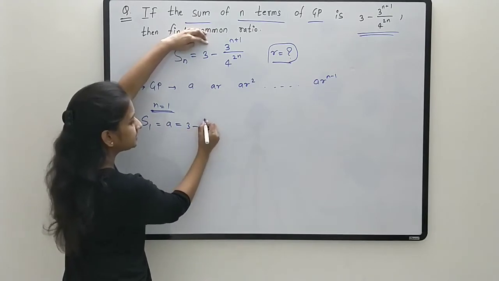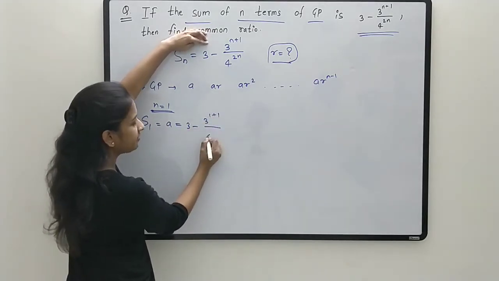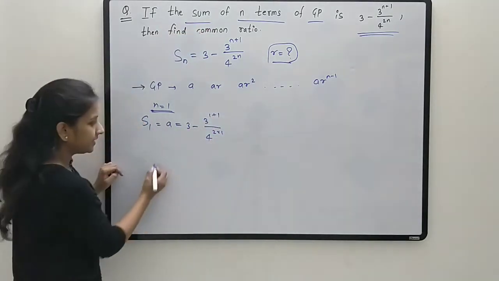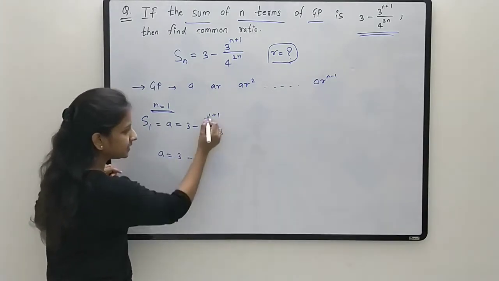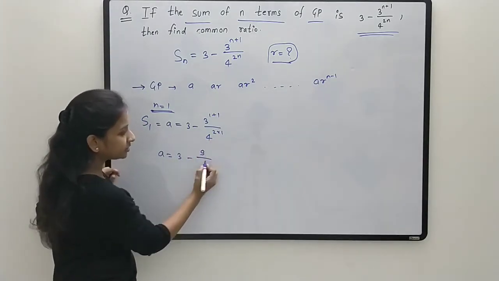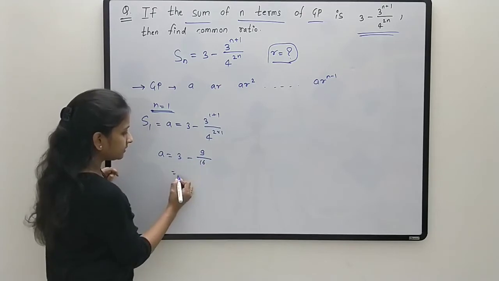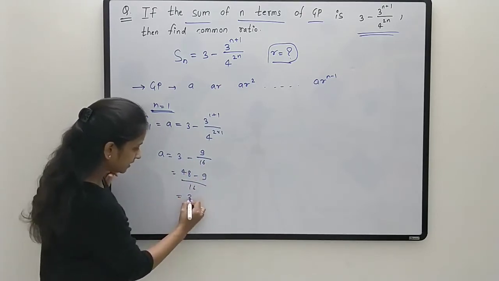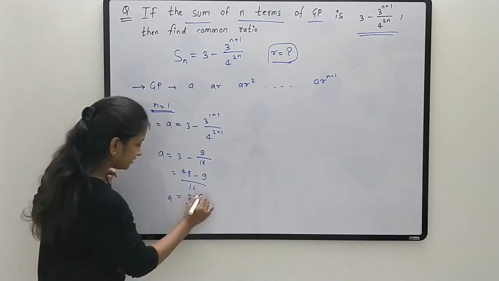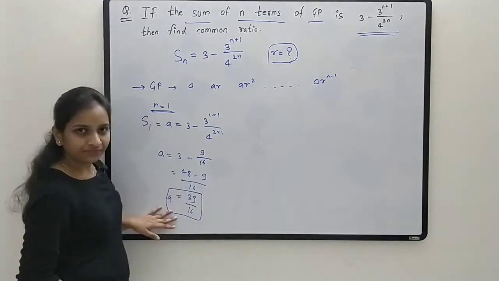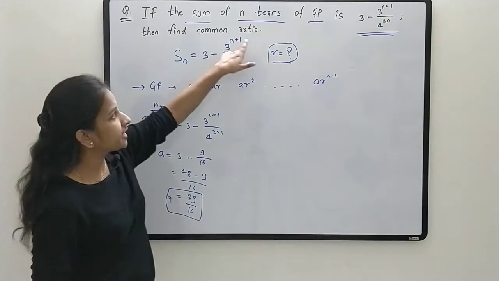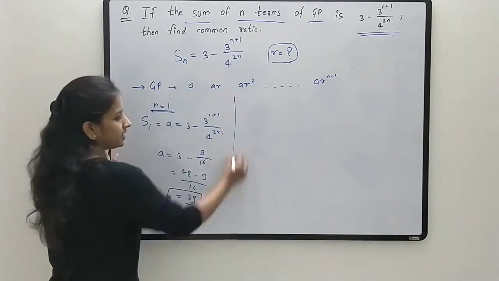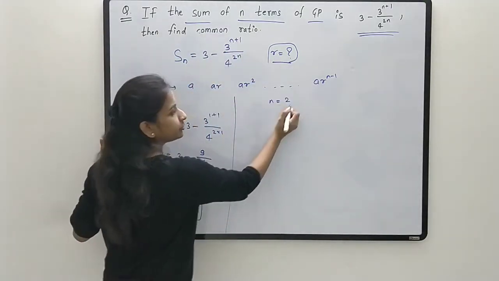So 3 minus 3 power 1 plus 1 divided by 4 power 2 into 1, right? So A is equals to 3 minus 3 square is 9 divided by 4 square is 16. So this is 48 minus 9 divided by 16. So this is 39 by 16. The first term of GP is A. See, we have to find common ratio R. Now let's substitute n equal to 2.